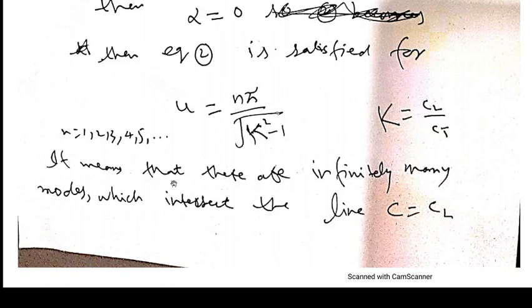By changing the value of n, u is equal to n pi over the square root of kappa square minus 1. What is kappa? Kappa is a material constant, and so you can have the value of u with the help of this. When C is equal to CL, with pi, 2 pi, 3 pi, 4 pi, you have different values of u, infinitely many values of u, because here you have infinitely many n's.